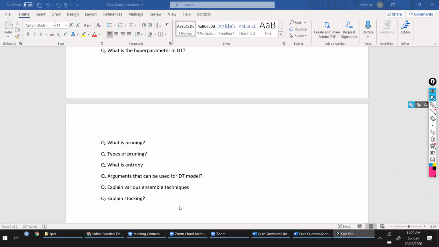Now, what is voting? What is voting approach?